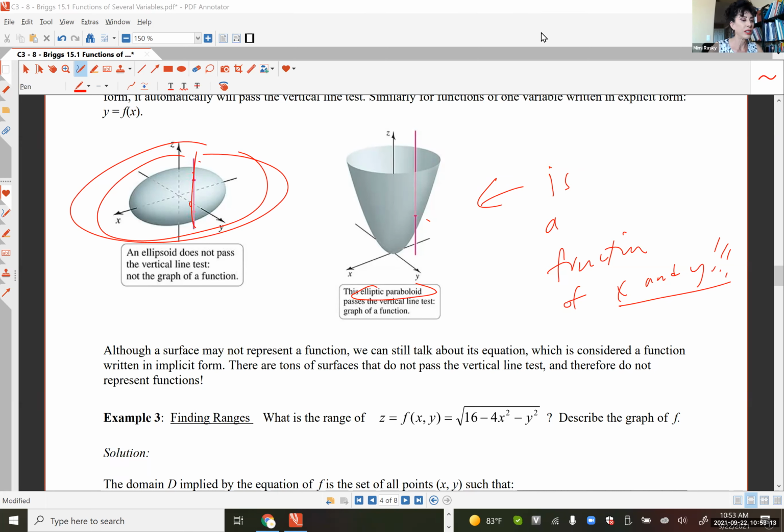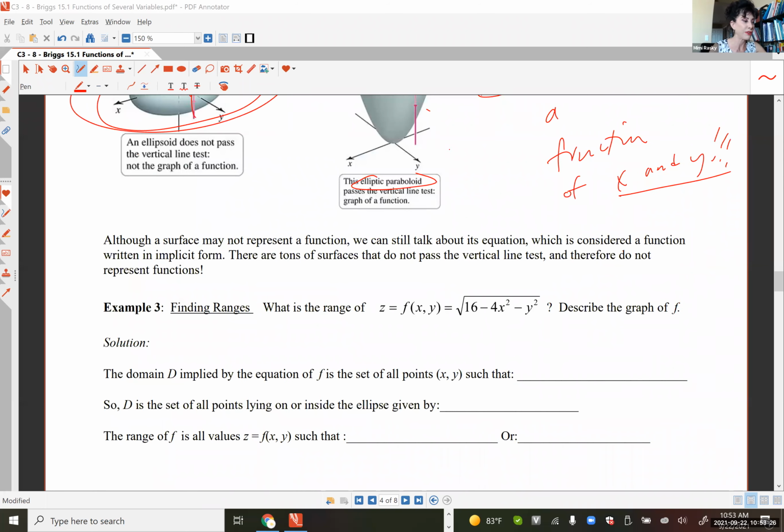I'm more interested in having you find domains, not ranges. But range is a very important thing. You learned it in pre-calc and so on, and they asked you to find the range of a function of a single variable. So what about finding ranges of a function of more than one variable? Sure, we could do that.